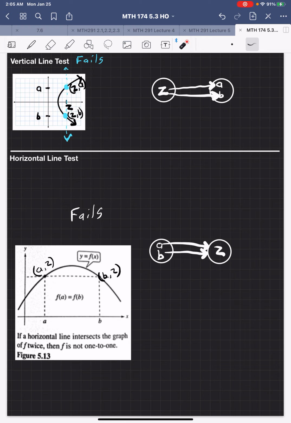So what information does a horizontal line test tell you? Well, a horizontal line test will tell you if your function has an inverse. I'll say that again. So this graph fails the horizontal line test. So this graph does not have an inverse. Now, in formal language, we normally use the terminology one-to-one.